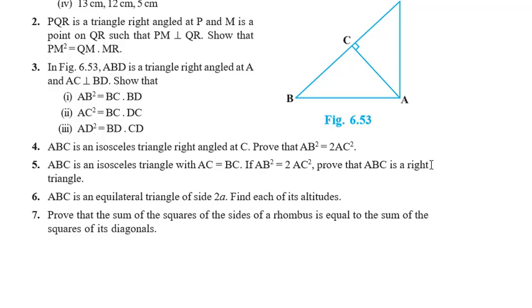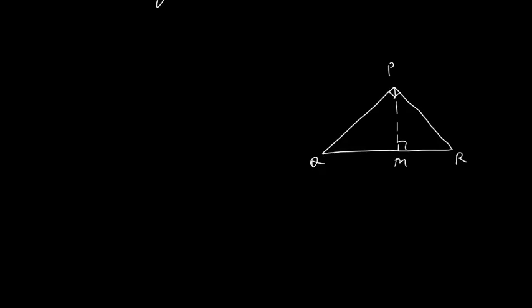We have to show that PM square is equal to QM into MR. Now you can write what is given. You can write that in triangle PQR, angle P is 90 degree and PM is perpendicular to QR. This is given and this is to show. Now let us start the solution.